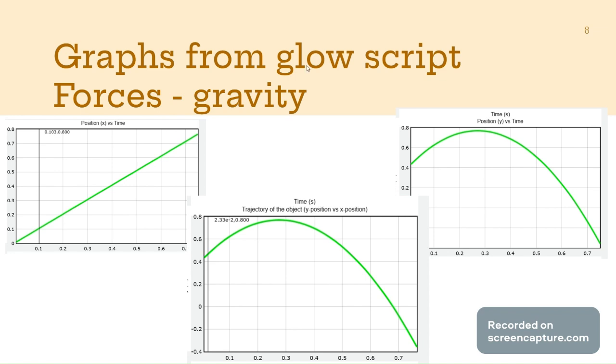So here are my graphs from GlowScript for the forces of just gravity. As you can see, X is in a straight line because there are no forces acting in the X. It's only acting on the Y. As you can see here, this is the force of gravity making it go down. And then this down here is the trajectory of the object, Y position versus X position.